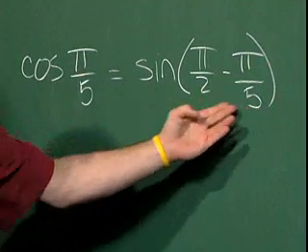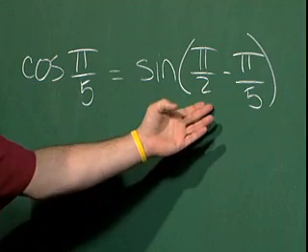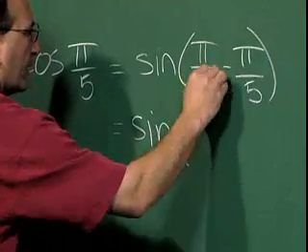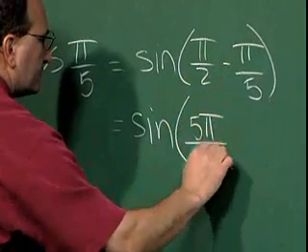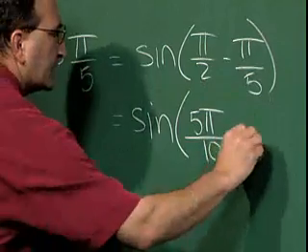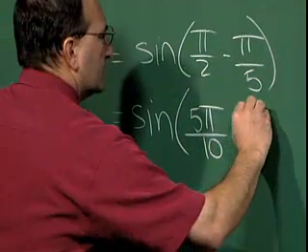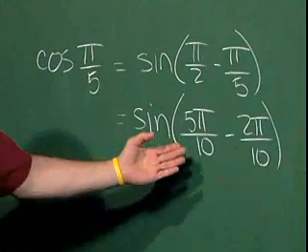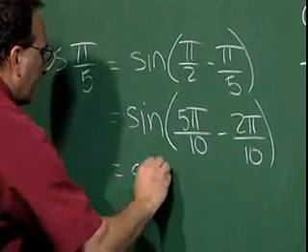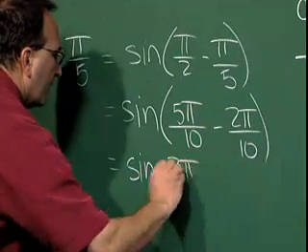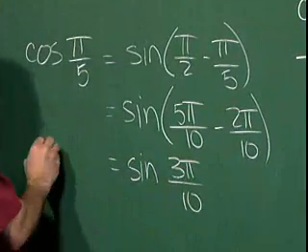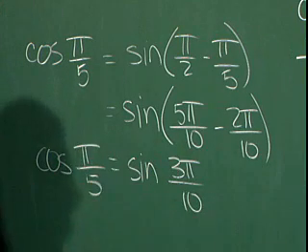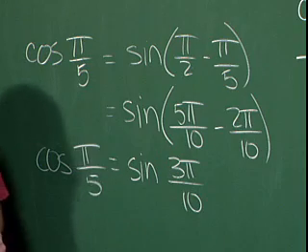And we need to have a common denominator, which in this case would be 10. So this would be the sine of 5 pi over 10 minus 2 pi over 10. That gives me the sine of 3 pi over 10. So that means that the cosine of pi over 5 will equal the sine of 3 pi over 10.